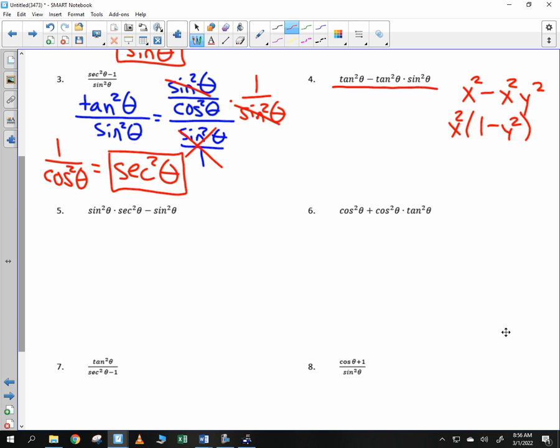What common factor do both of these terms have? I've got one in red and I've got one in blue. What do they both have? A tangent squared. So I'm going to take out a tangent squared. And what am I left with when I take out a tangent squared? 1 minus sine squared.